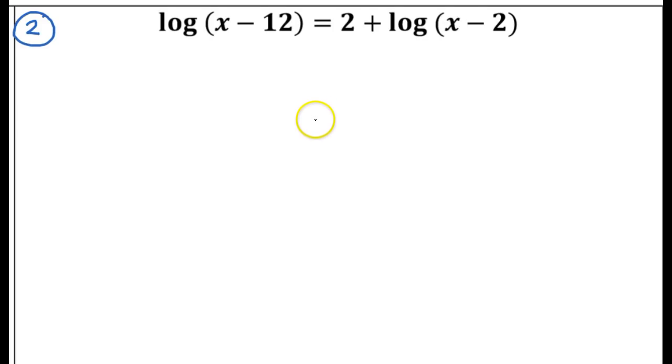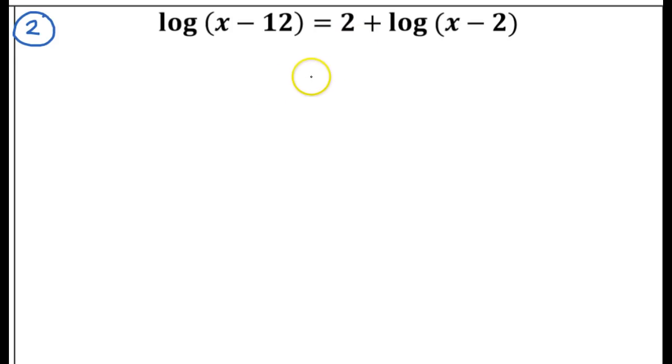Alright, here's another interesting problem. How do I solve a logarithmic equation such as this? Well, if it weren't for this 2 sitting in the way, I could just set the x minus 12 equal to x minus 2 and just go to town Algebra 1 style from there. But the 2 is there, so I have to deal with it.